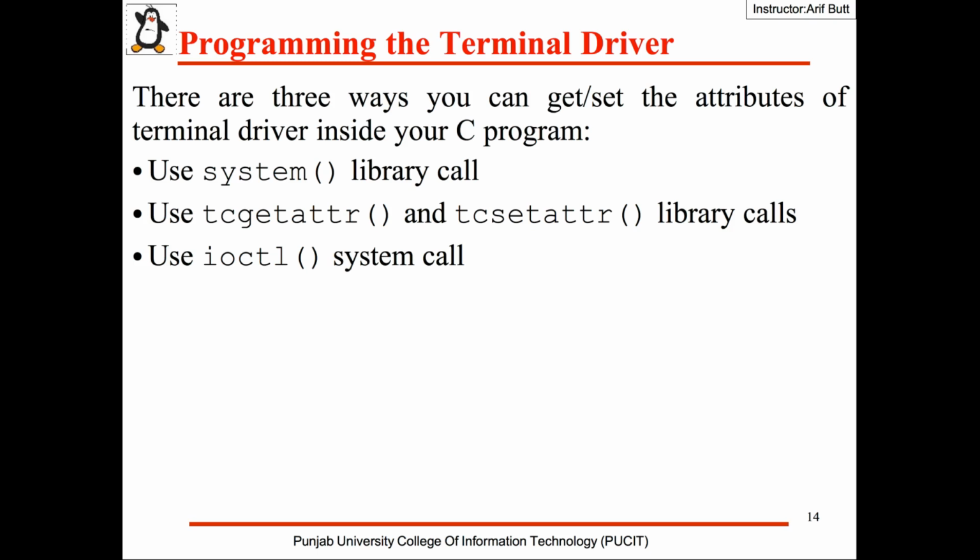Well, dear students, from within a C program, if you want to get or set the terminal attributes, you have three options. You can use the system library call. You can use the getters and setters, tcgetattr and tcsetattr, and you can also use the ioctl system call.